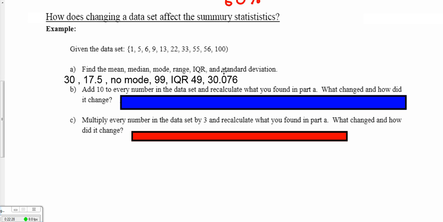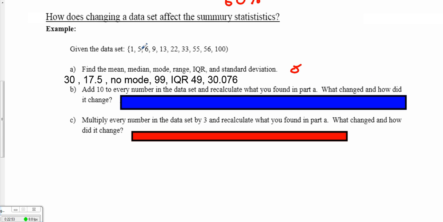It would also let us find the standard deviation. That's the sigma, one that looks like this. Sigma would come out to 30.076. So using your calculator, just typing these in, we would find each of these no problem. Now, if we were to add 10 to every number in the data set and then recalculate what we found, how would each of these change?